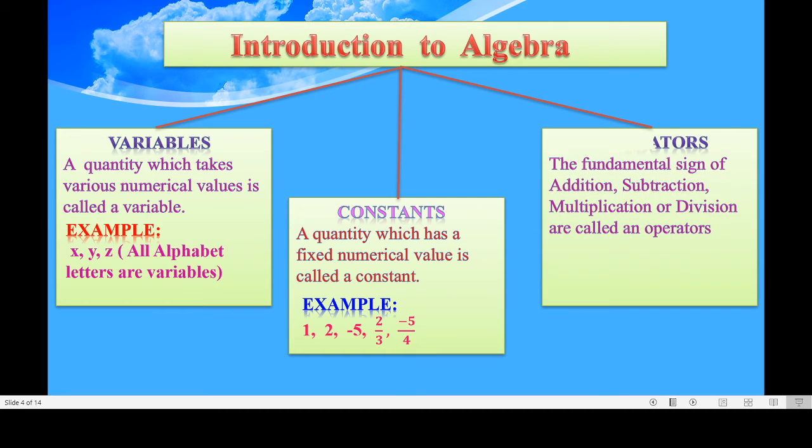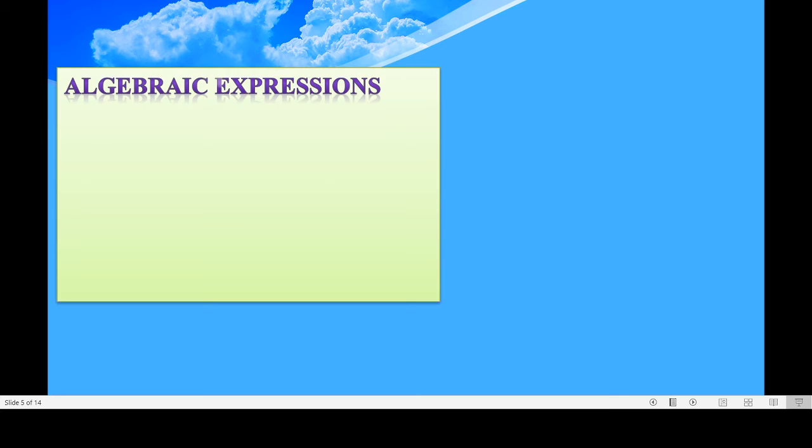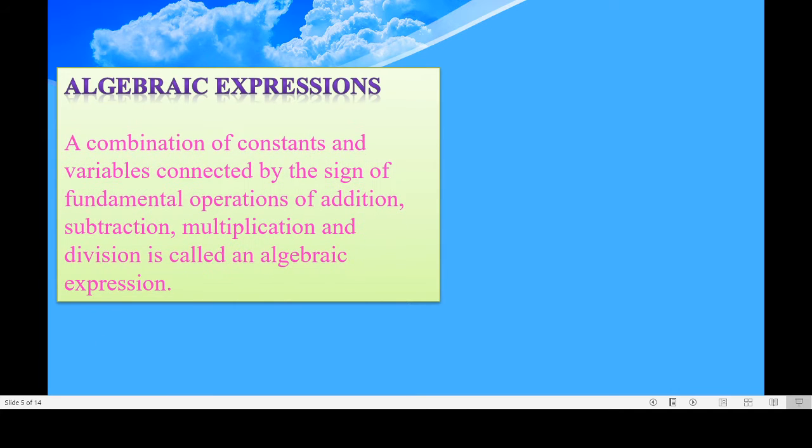The last is called the operators. The fundamental signs of addition, subtraction, multiplication and division are called operators. Examples for operators are plus, minus, multiply and divide. Today we are going to see what is an algebraic expression.